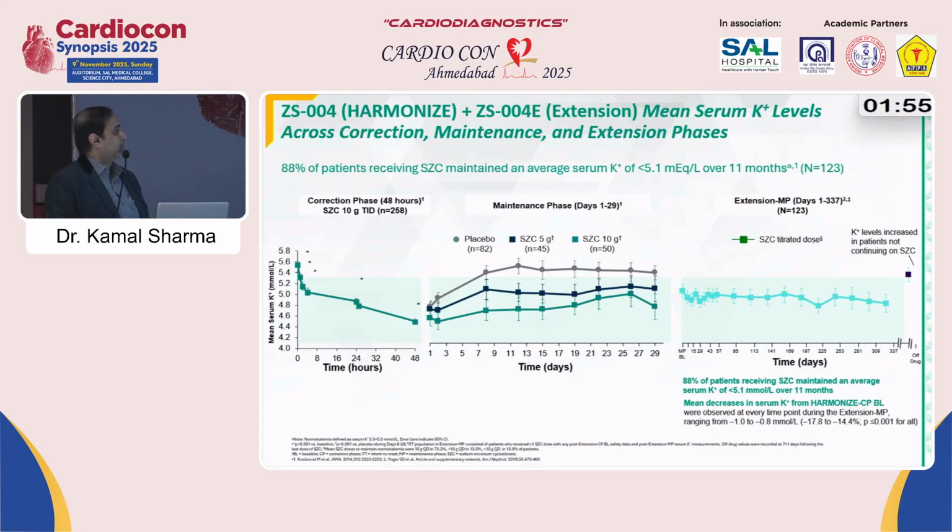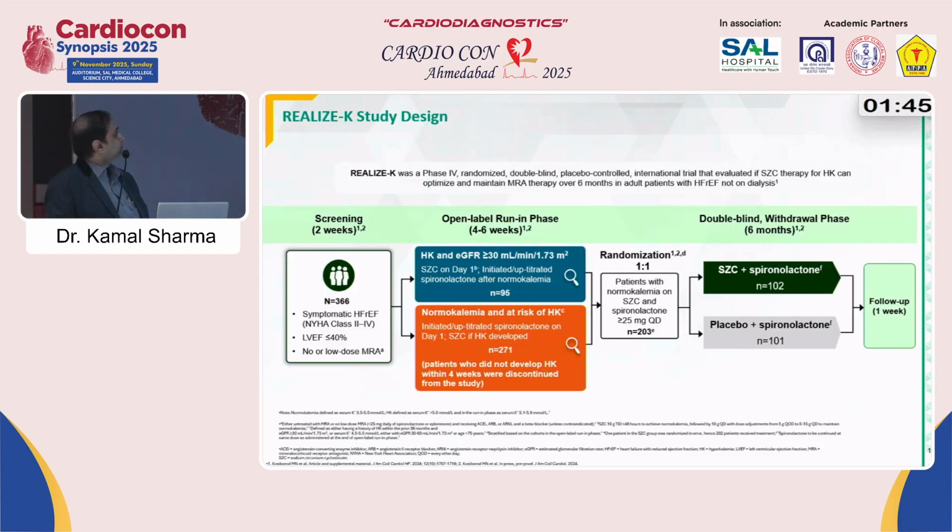The outcomes, as you can see, the mean dose which was achieved were observable at every point during extension, ranging from 1 to 8 millimole reduction, which was statistically significant. REALIZE-K, which was our open label phase 4 real world evidence generation, where they screened symptomatic heart failure patients. Now remember, these are heart failure patients, EF less than 40, no or low dose of MRA. Patient is already on therapy if required with MRA.